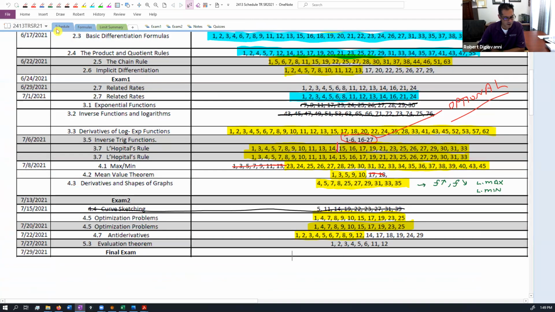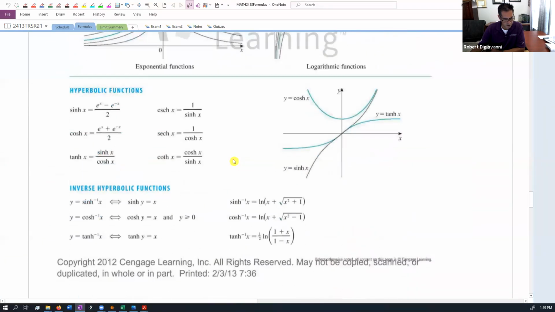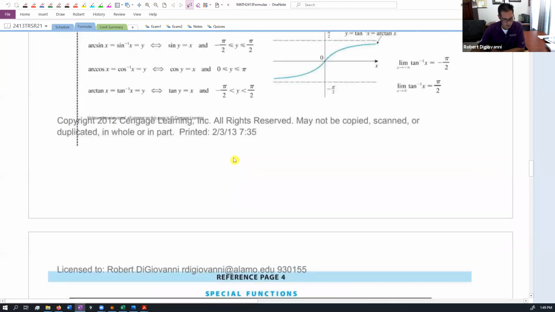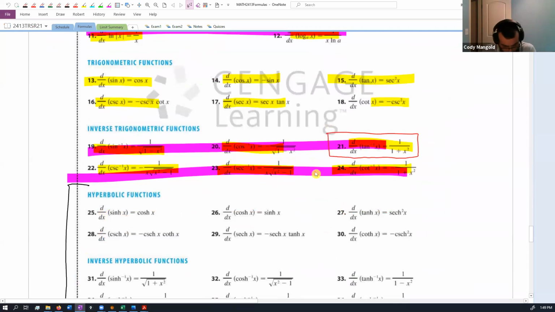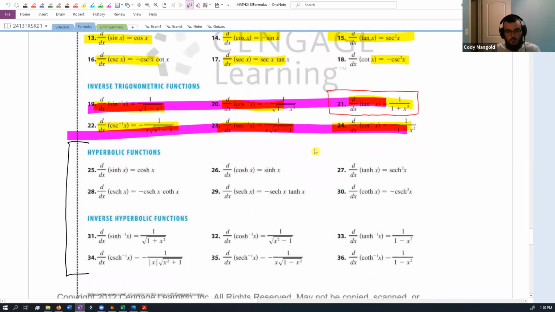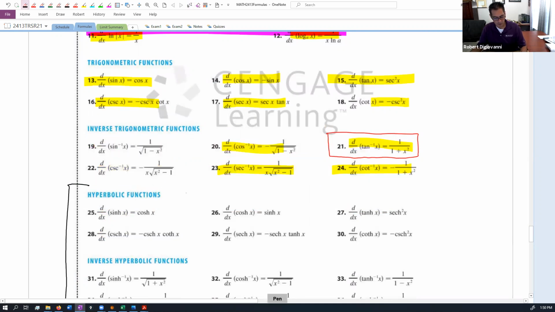Y'all help me out here. Look at your formula sheets. Did I talk to y'all about the derivatives of the inverse trig functions? I know I did. Where are they? Oh, okay, right here, look. So wait a minute, maybe I didn't. It's all the way at the bottom. We didn't look at any of the inverse hyperbolic stuff. No, we didn't do this, but I thought we did these. Inverse trig. I have them marked out, so now I'm confusing myself. I might have to look this up.